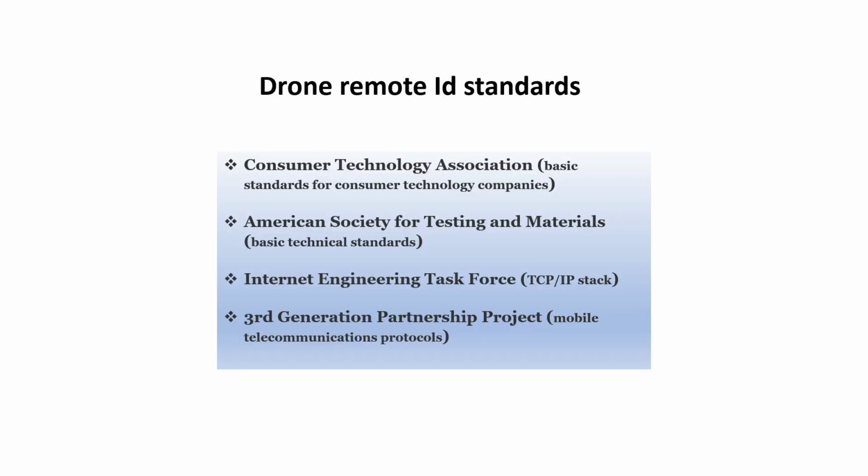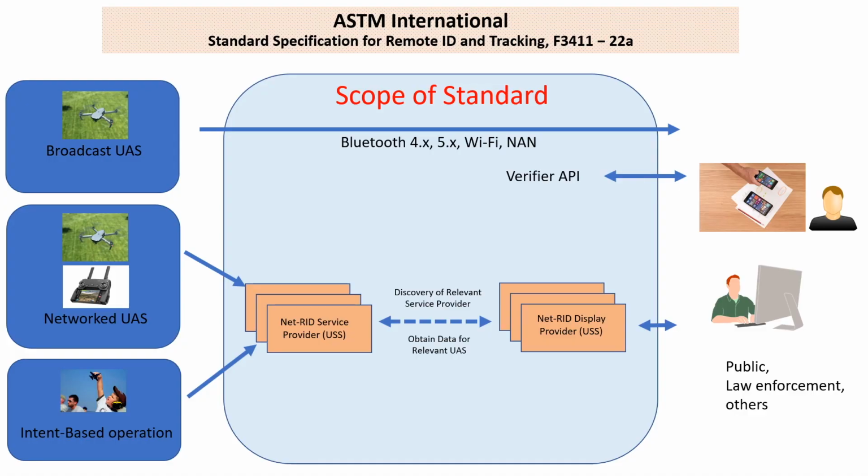The second standard I'd like to talk about today is ASTM International F3411. The scope of this standard is transmission and receiving of broadcast remote ID, then receiving, processing, and displaying a network remote ID. And also it covers such aspects as intent-based operation.